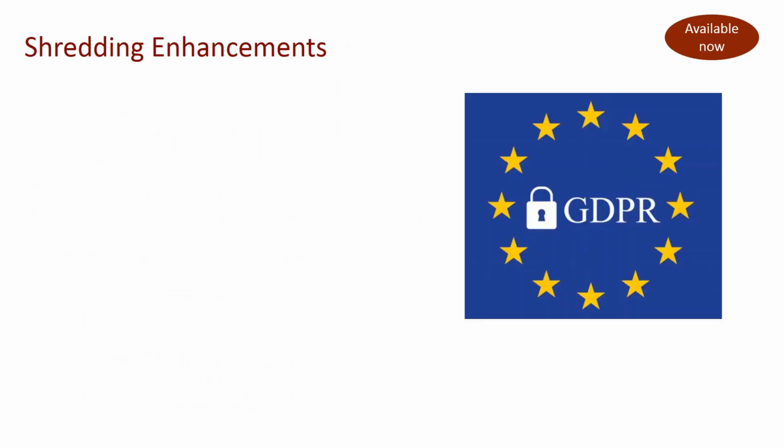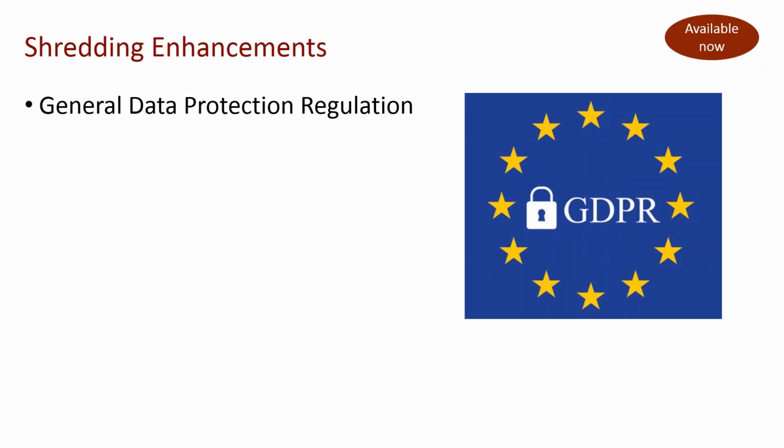Next, I want to talk about some of the data privacy and shredding enhancements that we have. A quick review on the source of some of this is the General Data Protection Regulation, also known as GDPR. This went into effect in the EU back in May. And what GDPR does is that it broadens the definition of what's considered personally identifiable data, and it also strengthens the enforcement for handling that data.